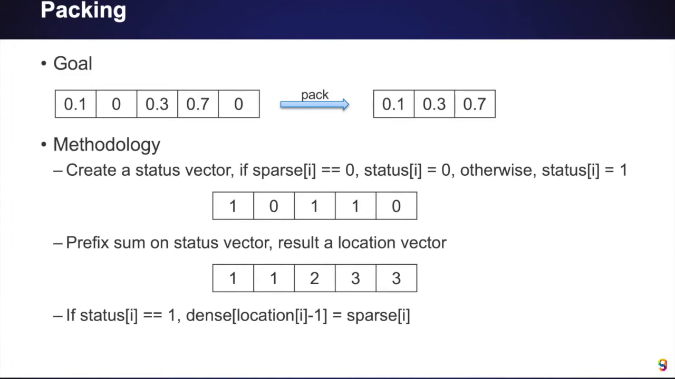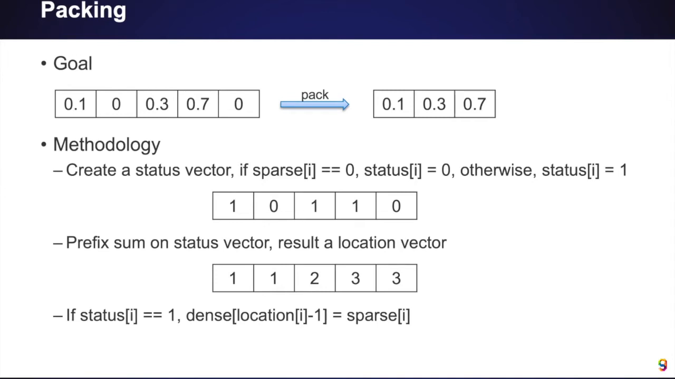First, we need to create a status vector to tell if an element of the sparse array is zero or not. If it is zero, then we mark the corresponding location in the status vector to zero. Otherwise, we mark it to 1. Since the unpack also requires the status vector, it will be sent over the network to the receivers along with the dense array. However, since it is a bitmap, it is much smaller than the original sparse array, even though their lengths are the same.